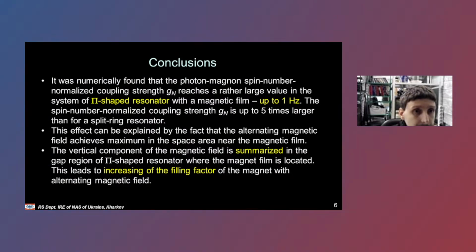Thus, it was numerically found that the photon-magnon coupling strength reaches a very large value for such a system of P-shaped resonator with a magnetic sample, up to 1 Hz. This effect can be explained by the fact that the alternating magnetic field is summarized near the bend of the resonator and achieves a maximum in this space area.